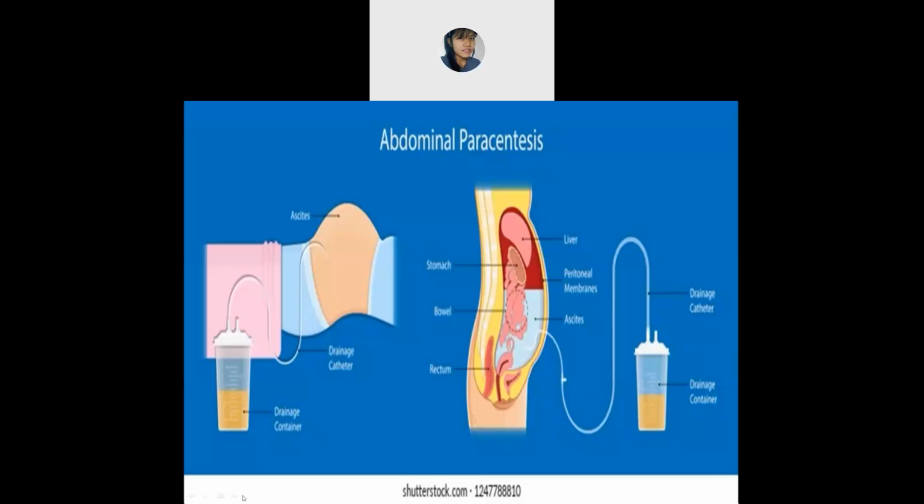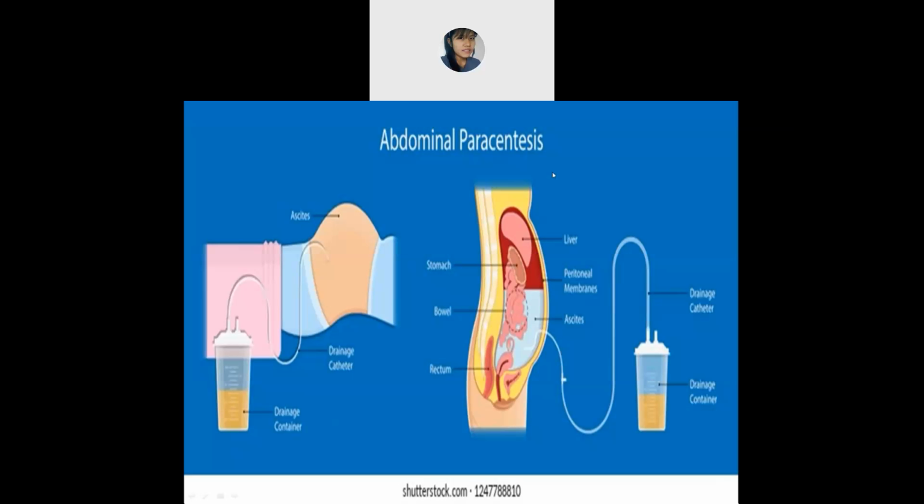So this is known as abdominal paracentesis. What happens? A person is usually asked to lie down, and after that the drainage catheter is inserted inside the abdomen. A syringe is already inserted, and with the help of the syringe the drainage catheter is connected. After the drainage catheter, it directly goes to the drainage container. So this is the drainage container, and in this way the fluid is taken out from the abdomen. Is it clear, everyone?